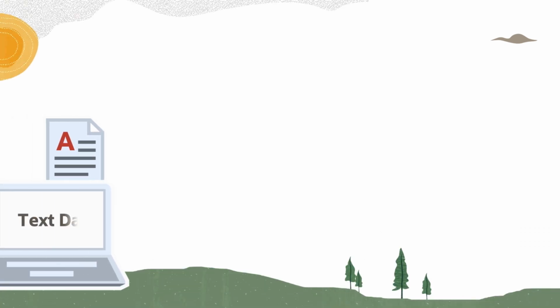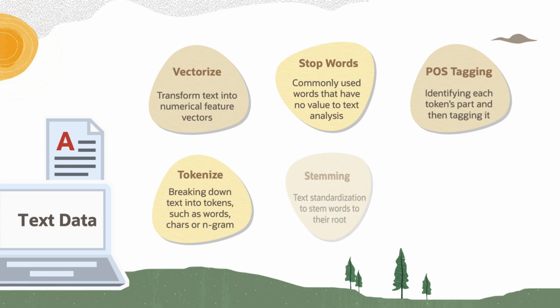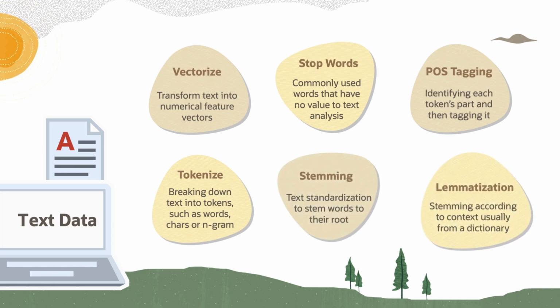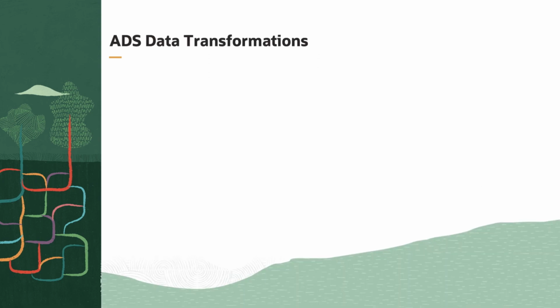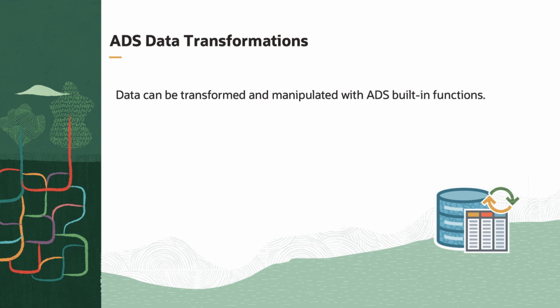When it comes to text data, pre-processing could be a little different than for numerical data and usually involves some or all of these processes: vectorize, removing stop words, POS tagging, tokenize, stemming, and lemmatization. ADS has built-in functions to transform and manipulate data. Any operation that can be performed on a pandas data frame can also be applied to an ADS dataset.